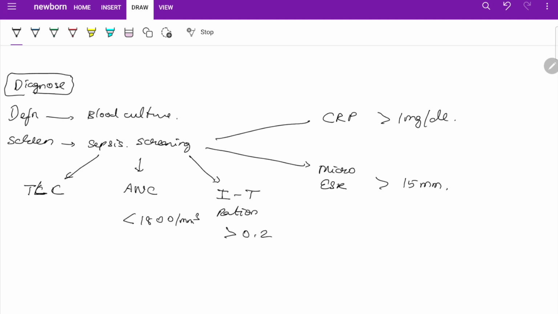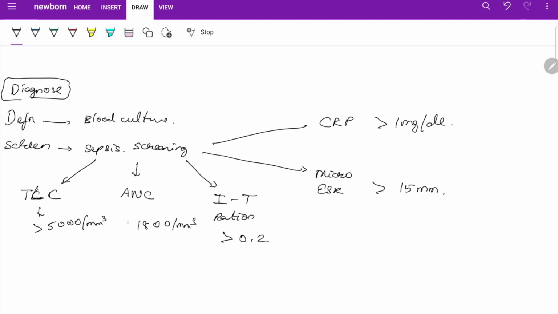How should the total leukocyte count be? Total leukocyte count should be more than 5000 per mm cube. Absolute neutrophil count more than 1800 per millimeter cube. So if you see any 2 becoming positive, you can call it sepsis. So these things are going to have a high negative predictive value.